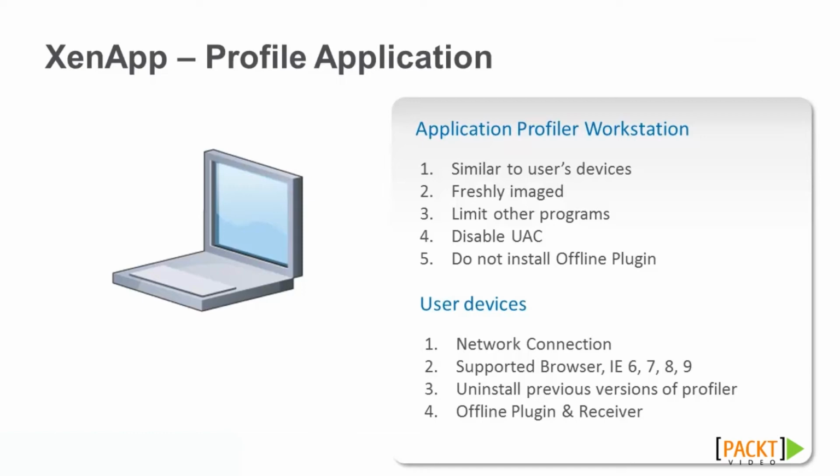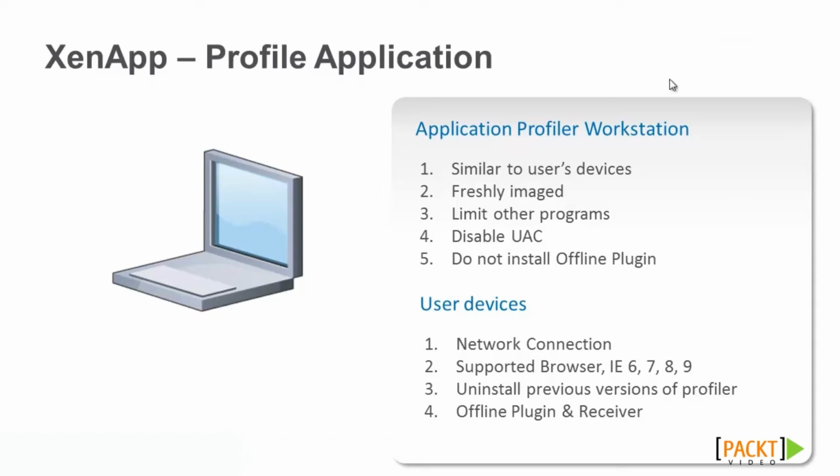Disable the user account control. If using Microsoft Office applications, be sure to install the .NET framework. And do not install the offline plugin on the profiler workstation. The user device should meet the following requirements. It should have a network connection to the server farm, a supported browser such as IE 6, 7, 8, or 9, and if you're using Office applications, be sure to install the .NET framework.